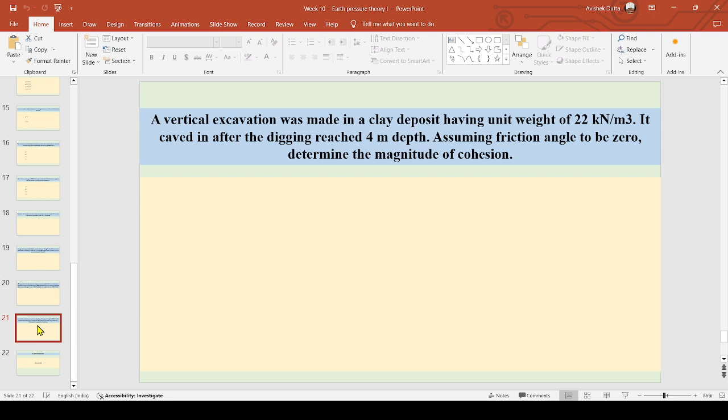Assuming friction angle to be 0, determine the magnitude of cohesion. So here the depth of the excavation before caving in is given as 4 meter. This clay has a unit weight of 22 kilonewton per meter cube. Here friction angle is 0. Sorry, it is a cohesive soil. It is clay, not cohesionless, cohesive soil. You have to find out the magnitude of cohesion in this clayey soil.